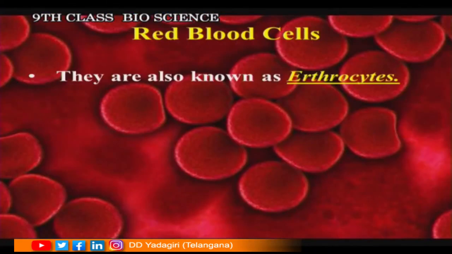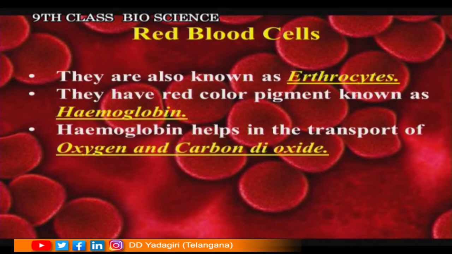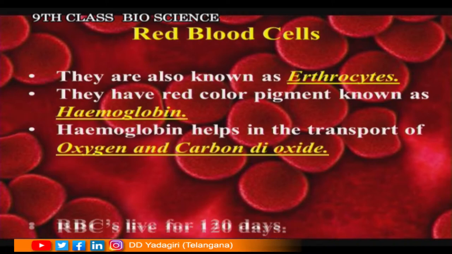What are red blood cells called? Erythrocytes. What is the red color pigment present in it? Hemoglobin. What is it helping in? Hemoglobin helps in the transportation of oxygen and carbon dioxide.